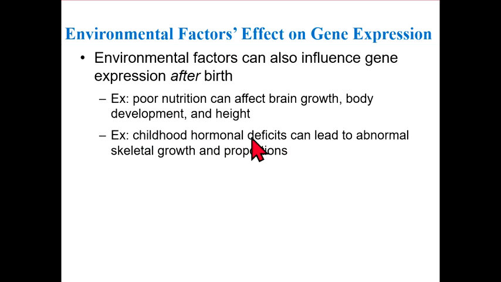Hormonal deficits in children can lead to abnormal skeletal growth and proportions. So there is an environmental factor to gene expression where the expected phenotype might not be reached because of examples like poor nutrition.